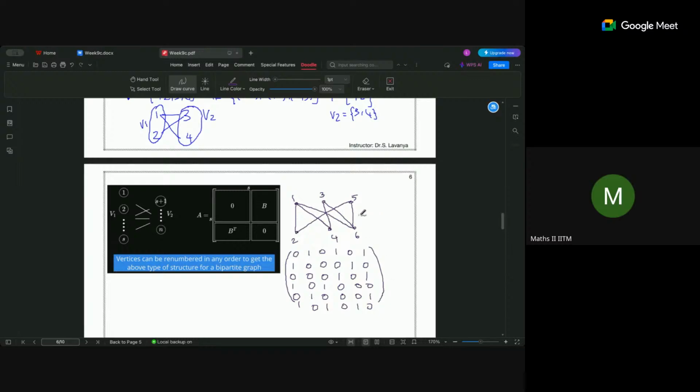You see, this is bipartite, right? But this structure is not there. So how to get this structure? We will get this structure if we choose these vertices in the first part and those in the second part. So we need to renumber them. The same graph, we just have to renumber it like this: 1, 2, 3, 4, 5, 6.